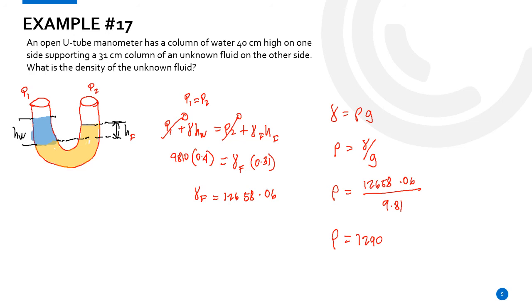Unsa man ang unit ani, ang 1290 karon? 1290 kilogram per cubic meter. Yun, mao na nay density sa ato ang fluid karon.